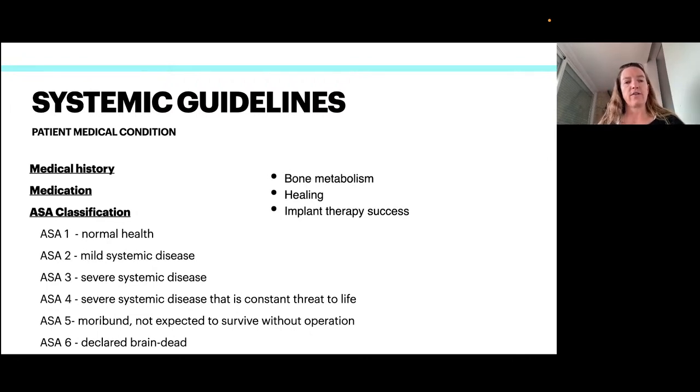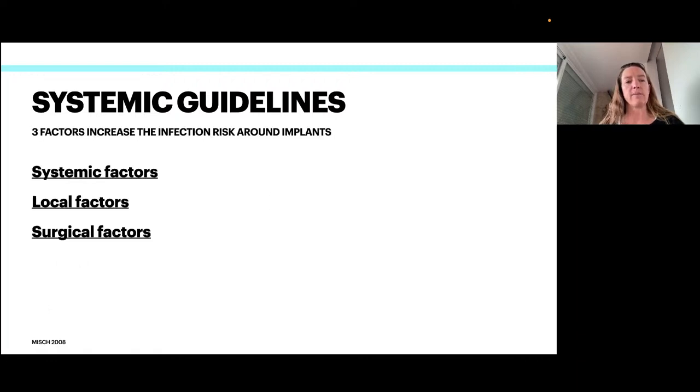Another thing that is very important is that when we talk about factors that may increase infection risk around implants, we know that there are systemic factors, local factors, and surgical factors. This was reported very well by Mombelli in 2008. So which ones can you influence? You can influence them in a positive way to avoid this kind of infection risk around your implants.